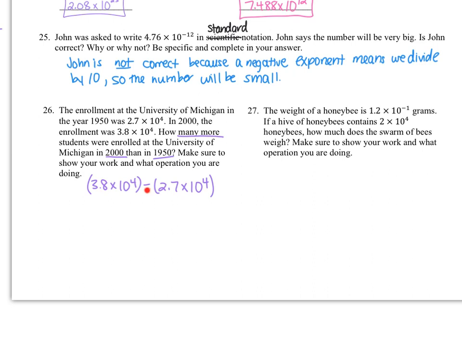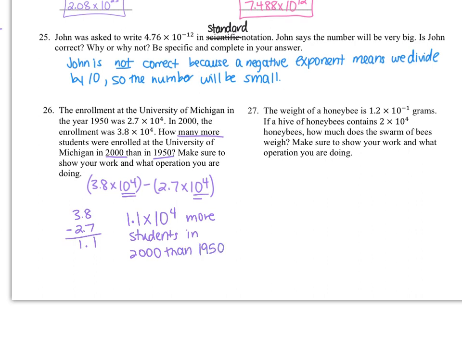Since subtraction is our operation, we have to have a common power. But look, it's already a common power. Yay! So that means we don't have to do any adjusting. So we can just subtract 3.8 minus 2.7. 8 minus 7 is 1. 3 minus 2 is 1, so it's 1.1. So 1.1 times 10 to the 4th more students in 2000 than 1950. So that means their enrollment went up, which is always good.